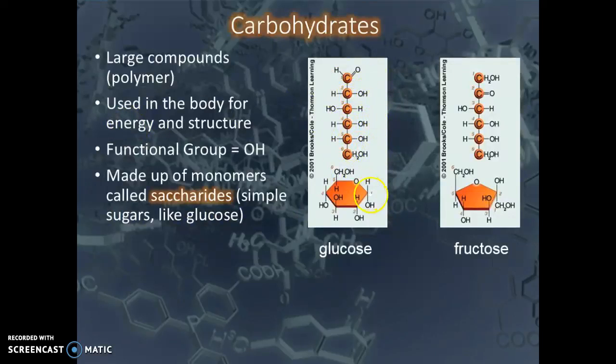The functional group for these is OH, and that's why we have all these little OHs hanging off over here. Most of the time we see them in a ring shape with some OH groups hanging off of it. The monomer for these is a saccharide, and saccharides are simple sugars like this glucose here. See how it only has 1 ring? That's a monosaccharide, or fructose here.